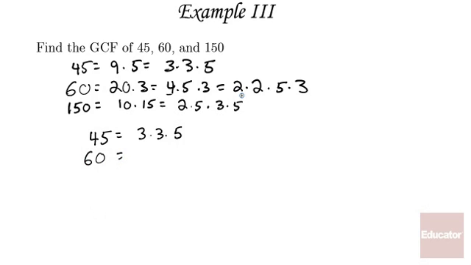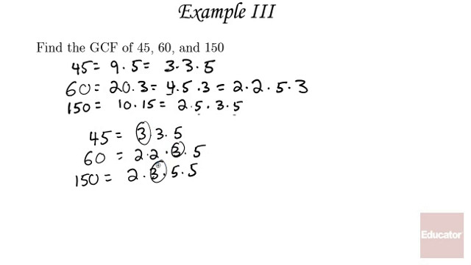60, well, I'm going to put my 2's in front, then the 3, and then the 5. Okay, makes it easier to compare. And finally, 150. I have a 2 times 3 times 2 5's. Once it's in this form, I can easily see the greatest common factor would be, well, there's a 3 in the first one, the second, and the third. This one does not have a 2, so 2 is not a common factor. Each of them also has 1 5.